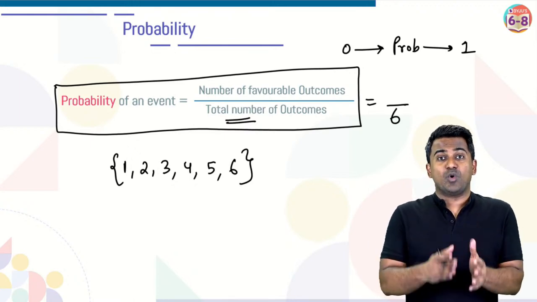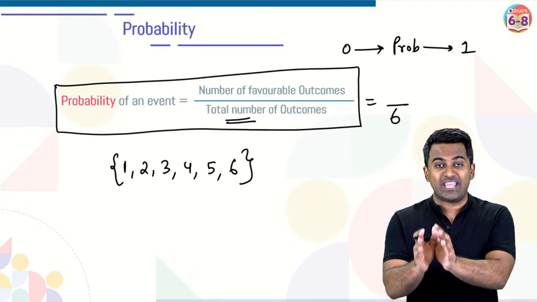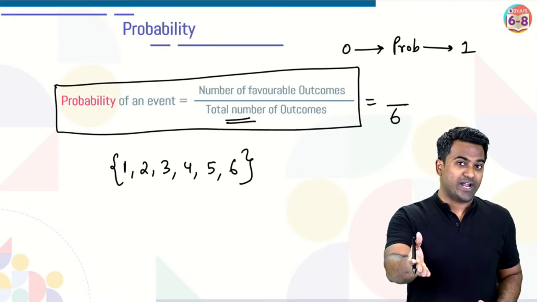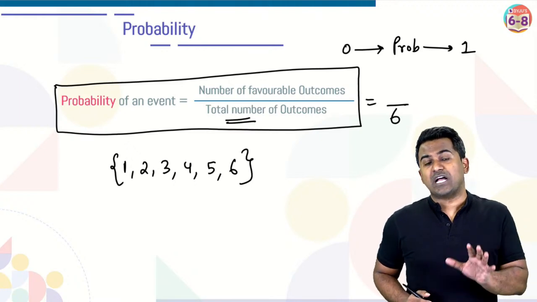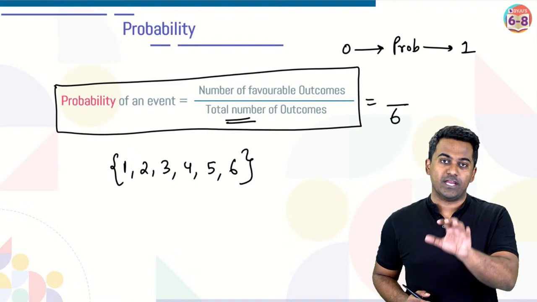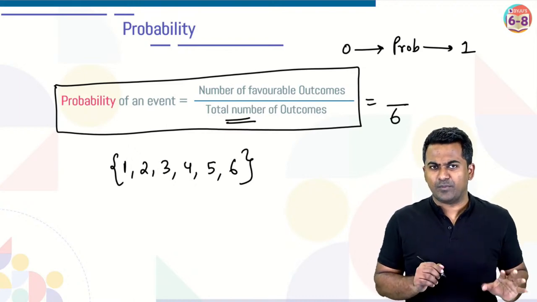Now, I am going to go ahead and define an event. I will ask you now that, hey, when you are throwing a die, what are the chances that you get a multiple of 3? Are you guys familiar with multiple of 3?